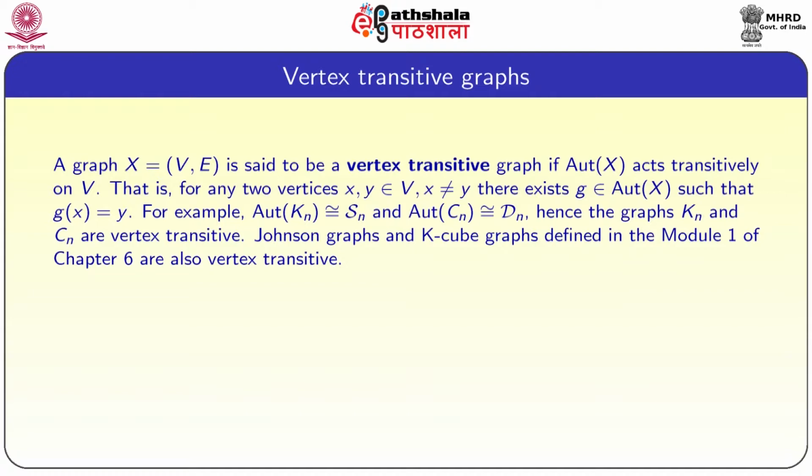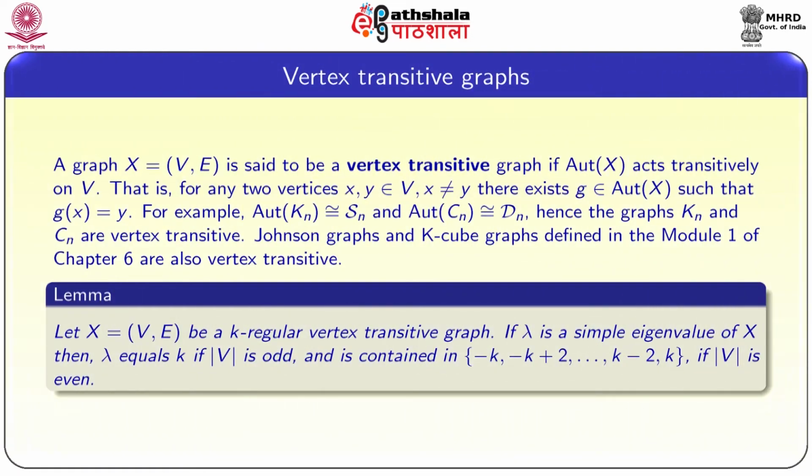Johnson graphs and K cube graphs defined in module 1 of chapter 6 are also vertex transitive. Let X equal to (V, E) be a k-regular vertex transitive graph. If lambda is a simple eigenvalue of X, then lambda equals k if mod V is odd, and is contained in {-k, -k+2, and so on, k-2, k}.